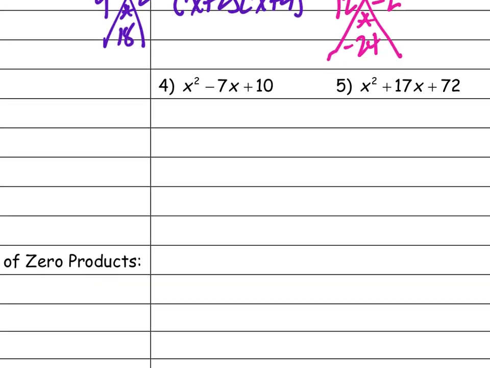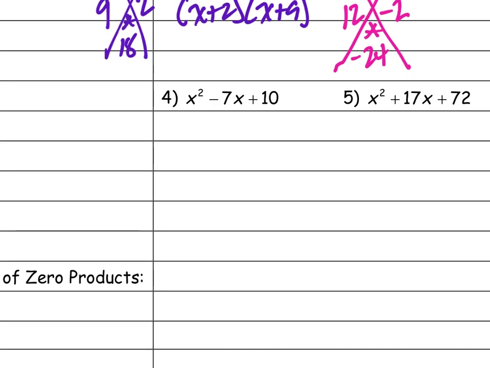Number 4. So let's see. I need two numbers that multiply to be 10 and add to be negative 7. Well, if this number's positive, I know they're either both positive or both negative. And since this one's negative, I know that they're both going to be negative. So that should be negative 5 and negative 2. x minus 5 times x minus 2. Woo.